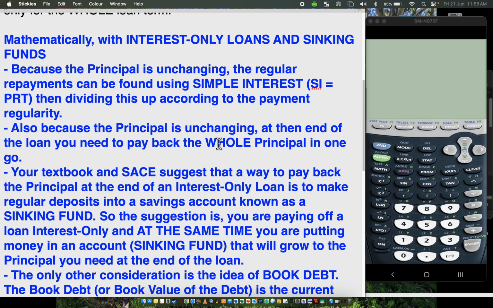Also, because the principal is unchanging, at the end of the loan, you need to pay back the whole principal in one go. So I'll give you time to let that simmer in your head. We're talking about a loan that you only pay the interest on, and then right at the end of that 30 years, you need to pay the bank back the principal all in one go. How do we deal with it? Well, I'll tell you what the textbook and SACE suggest. It's not realistic in real life, but you're going to answer questions like SACE and the textbook suggest. So just get these two highlighted points about the maths.